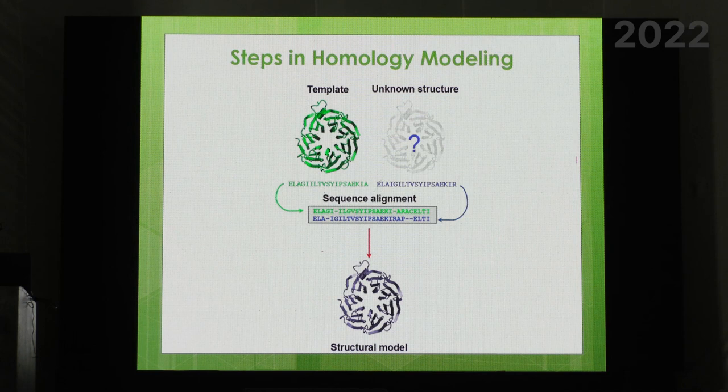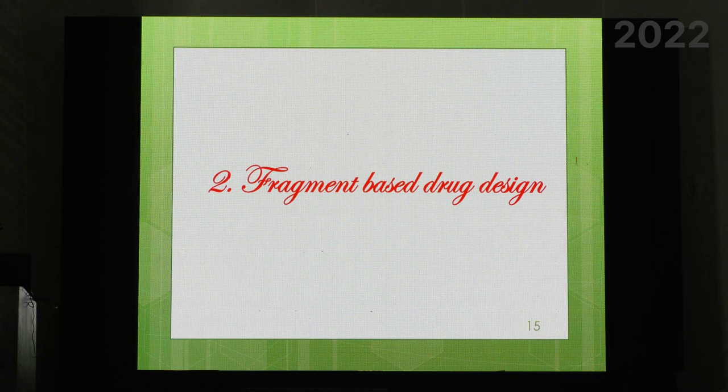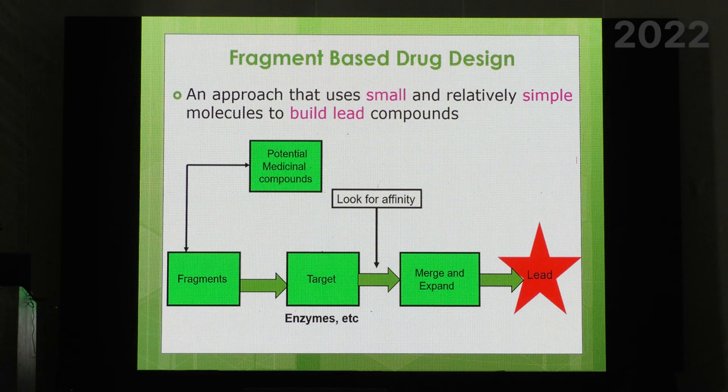So going ahead, once I have the three-dimensional structure of my target, then we can use fragment-based drug design in order to design small ligands that can modulate and interact with this target. So what is this all about?